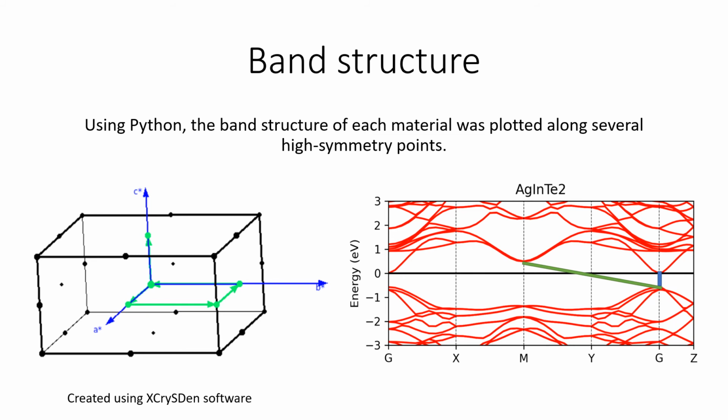As you can see, the direct band gap in blue between the valence and conduction band at the same high symmetry point is smaller than the indirect band gap in green between different high symmetry points. So the direct band gap was used instead of indirect.